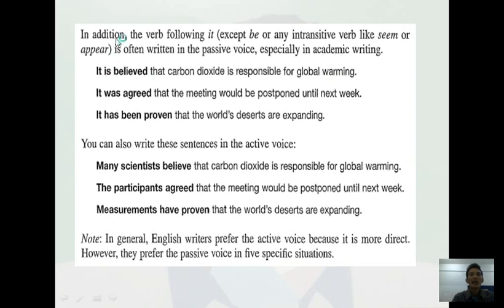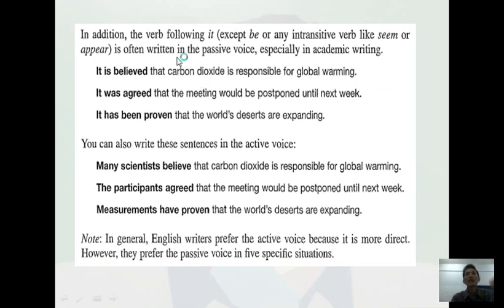In addition, the verb following it here is except be or any intransitive verb like seem or appear. You know intransitive words, the verb cannot be followed by an object. It is called an intransitive verb, like seem or appear. With an intransitive verb, you are not able to create the passive voice. It is called an intransitive verb.